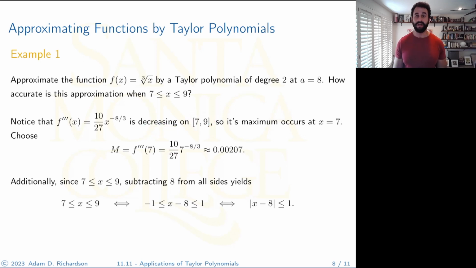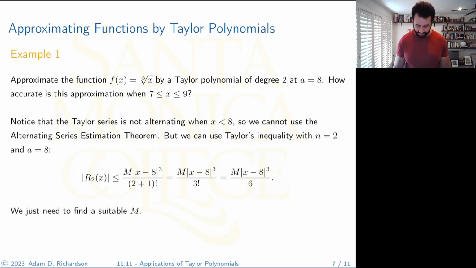So that means that it must take on its maximum at the left endpoint when x equals 7. So you plug in x equals 7, you get this value here, and a calculator gives you an approximate value of 0.00207. So that's what we're going to choose to be m. We're going to choose m to be this. This is a decent choice. Okay. Now we've figured out this part, right?